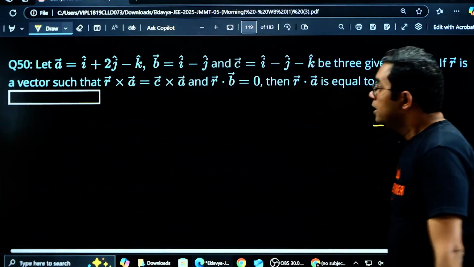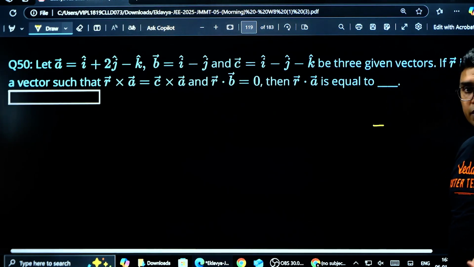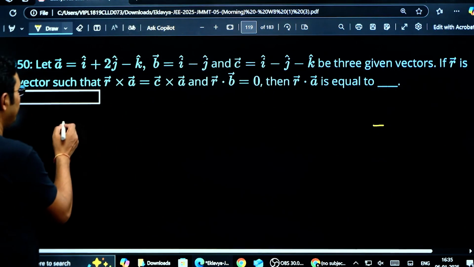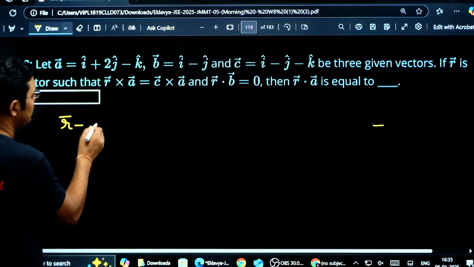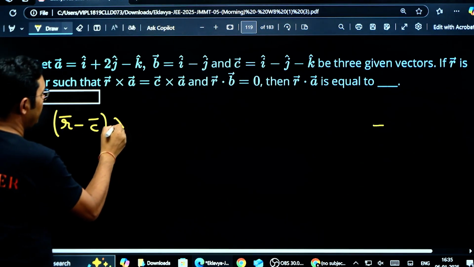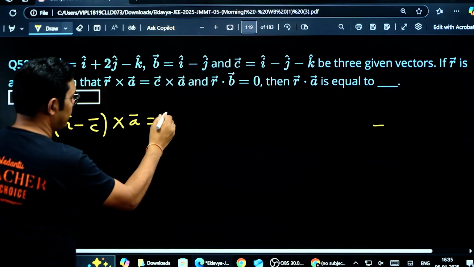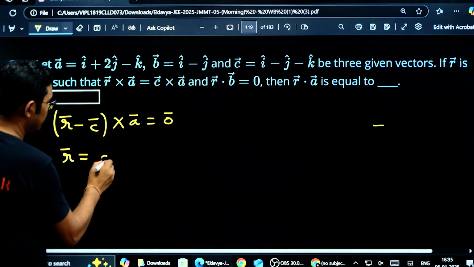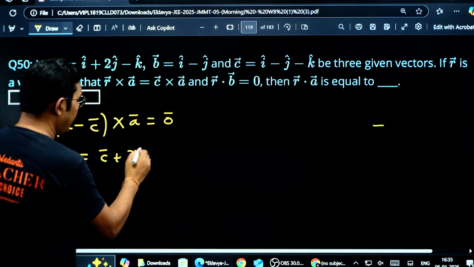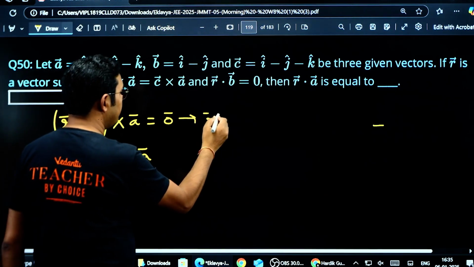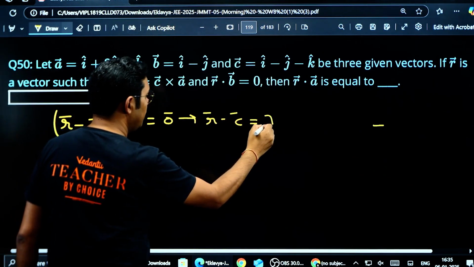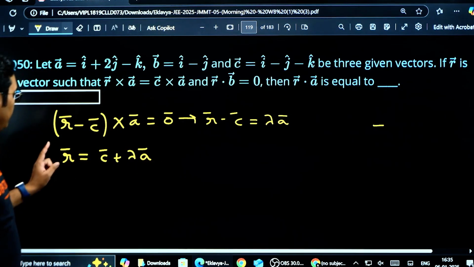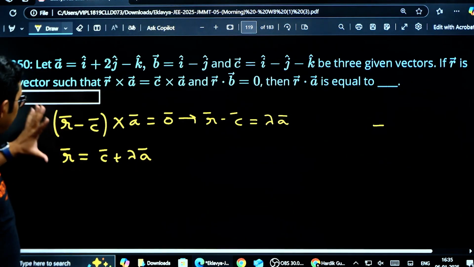r is a vector such that r cross a is equal to c cross a. I'll tell you a different way for this. Please see, I can write it as (r minus c) cross a is equal to the null vector. This means r is equal to c plus some lambda times a. Actually, one step would be r minus c is parallel to a, so it will be lambda times a, and c, if you take that side, it will be c plus lambda a. So that is one thing that we are getting.